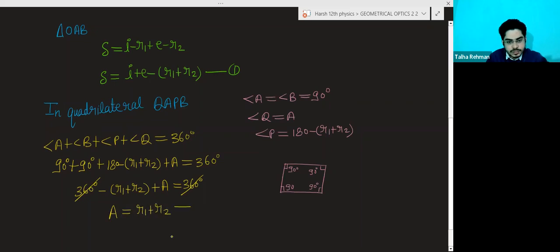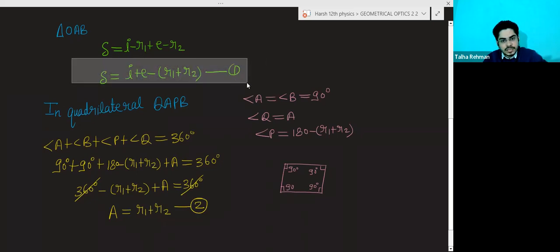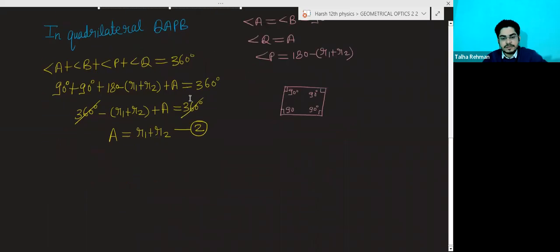Suppose this is equation number 2. So now we have this equation, we have this equation of the deviation.